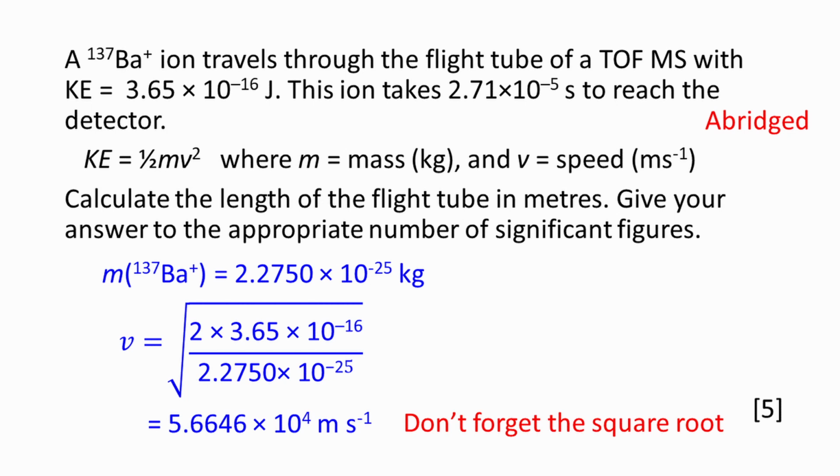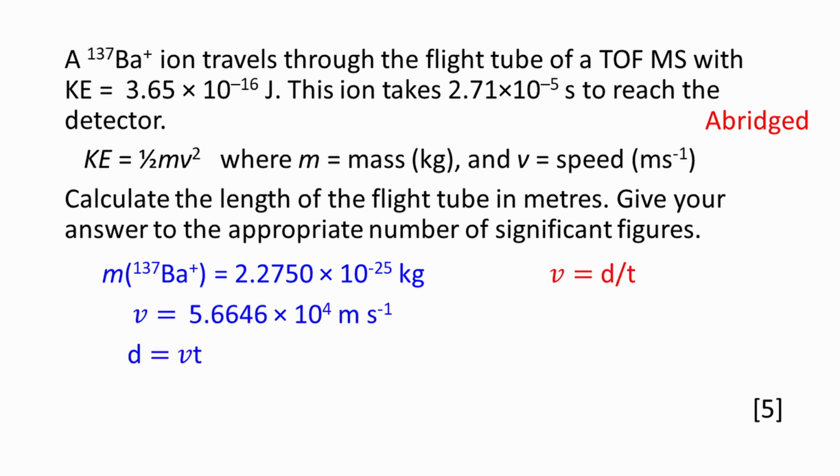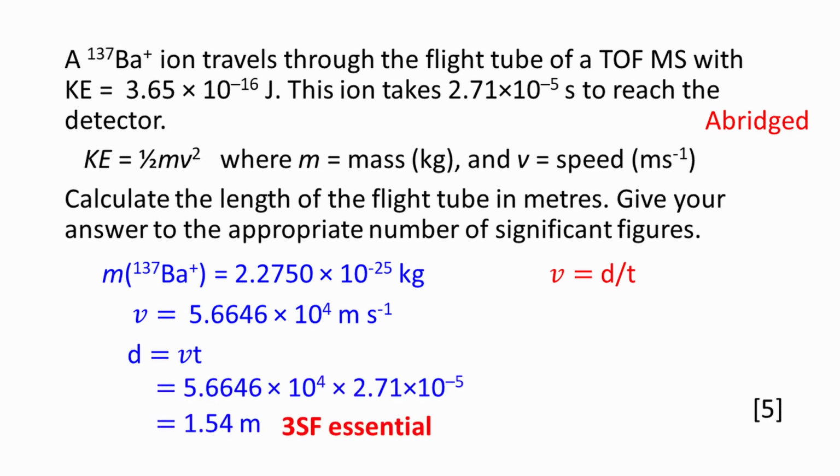If you've worked this out and you get a different result, make sure that you haven't forgotten the square root function. Velocity is equal to distance divided by time. We can rearrange this to make d the subject. The time the ion takes to travel the distance of the flight tube is given in the question. Substitute the data into the equation to find d. The answer works out to be 1.54 meters.